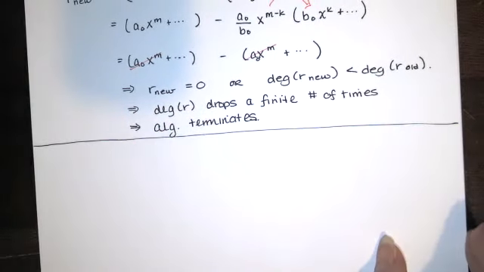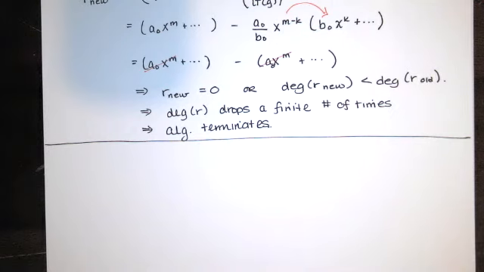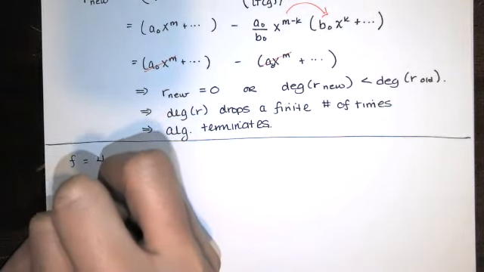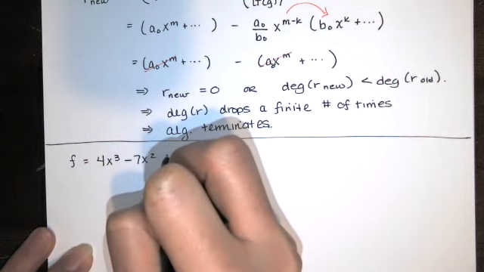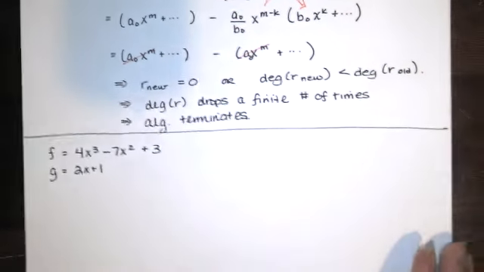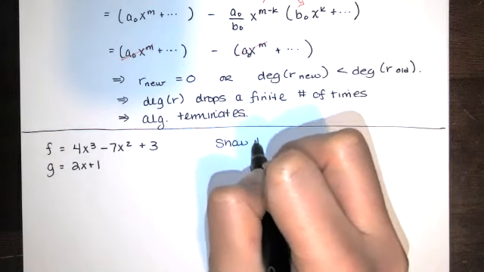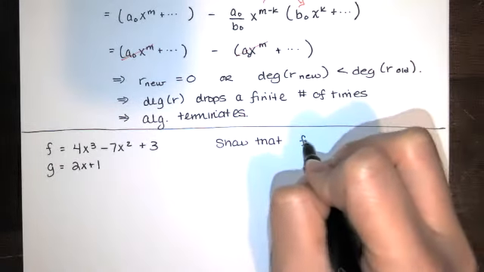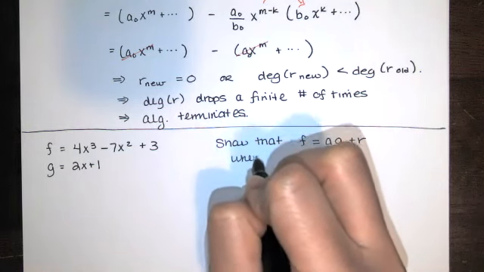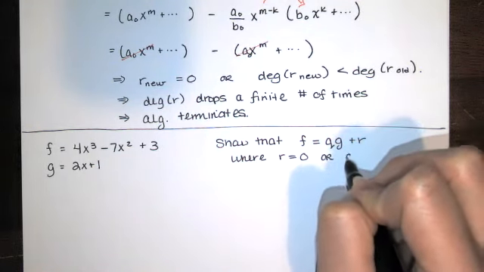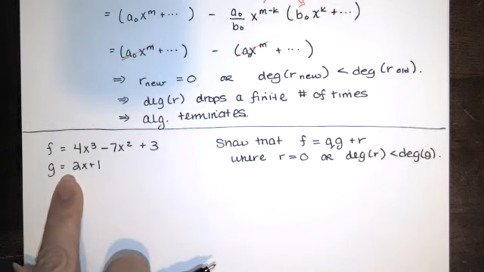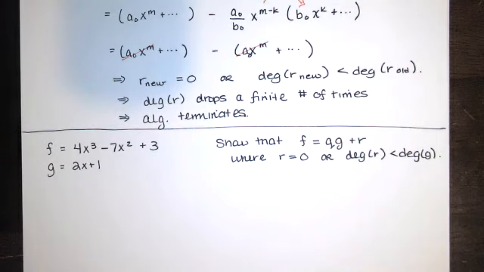So let's say we're starting with this polynomial. F is equal to 4x cubed minus 7x squared plus 3. And g is equal to 2x plus 1. We want to show that f is equal to q times g plus r, where either r equals 0 or the degree of r is less than the degree of g. And notice right away that the degree of g is less than or equal to the degree of f, so we can actually do this.